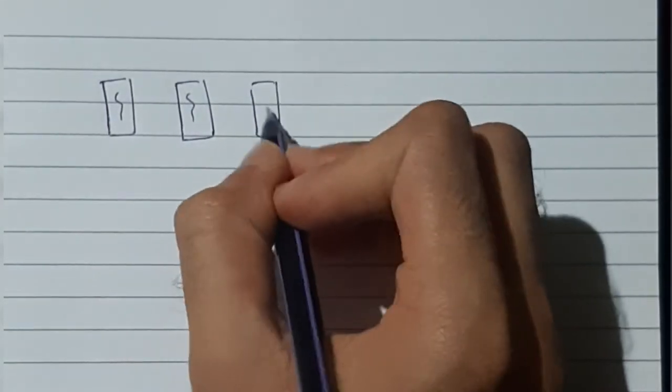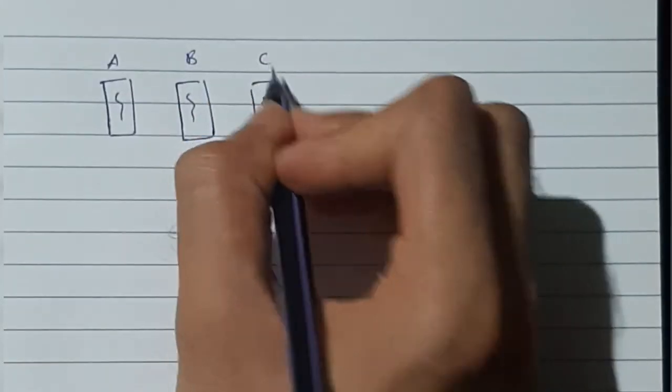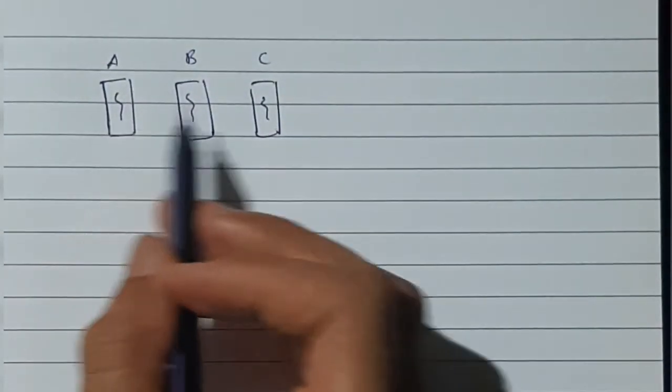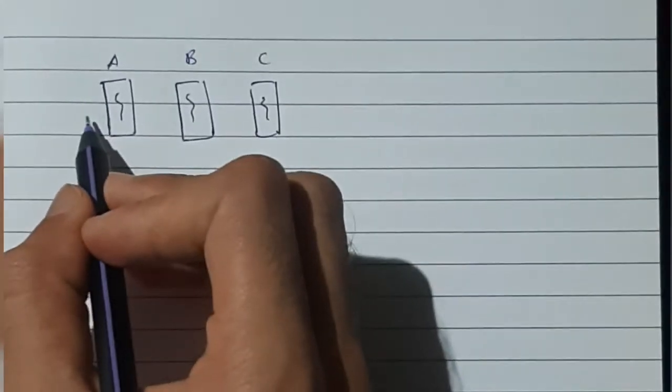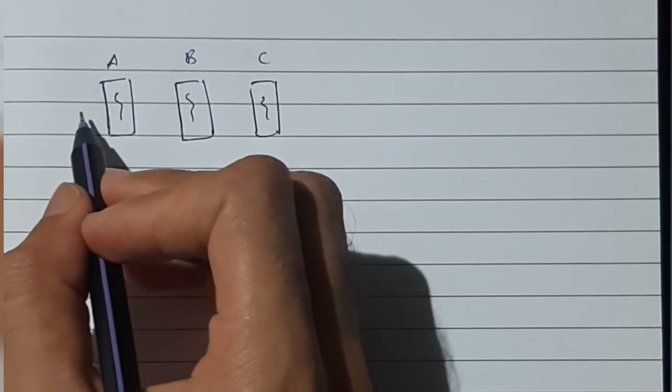We have to write code to generate three threads. Okay, threads, you can consider that as a process. Individual processes, and let's call them thread a, thread b, and thread c. You can call them process a, process b, and process c. What do these threads do? They perform a small amount of task.